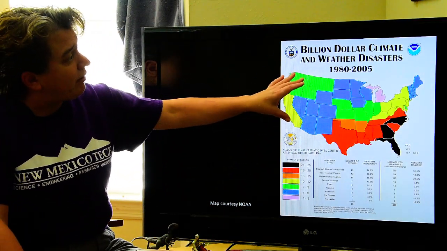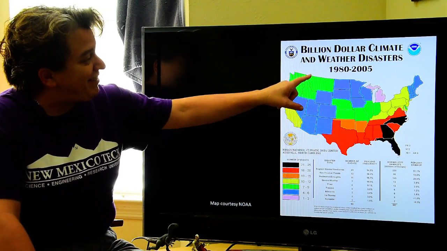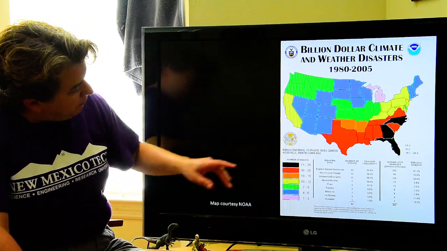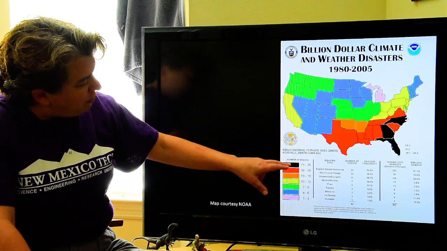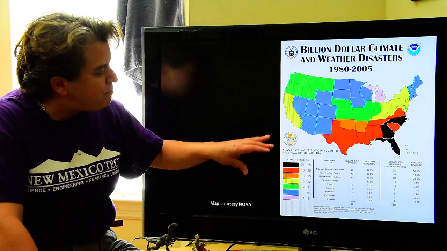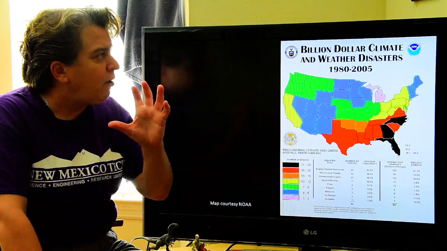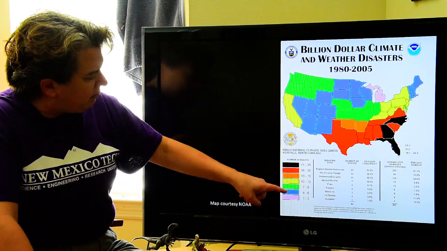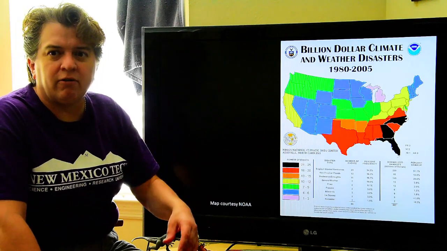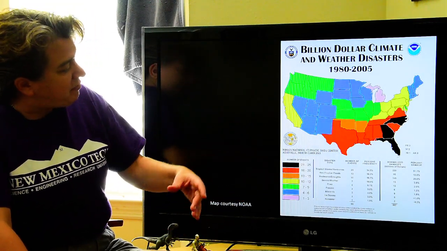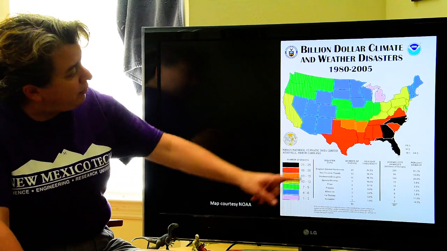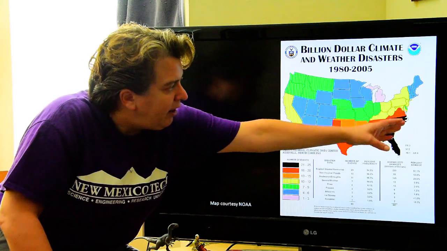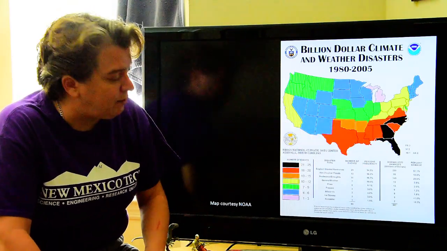This is billion-dollar climate and weather disasters from 1980 to 2005. And I put this up there so we can see the black shows which states had the most billion-dollar weather and climate disasters, and the light purple shows which state had the least number of those. And you'll notice the most billion-dollar disasters all seem to be here in basically the southeastern United States.